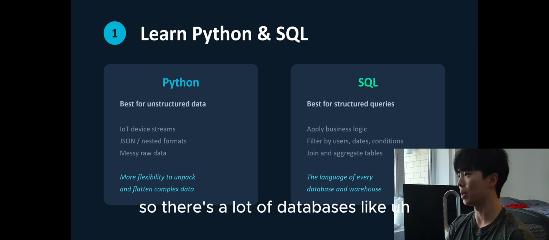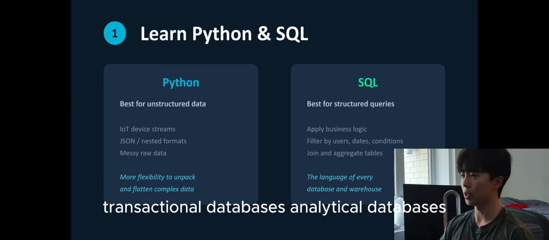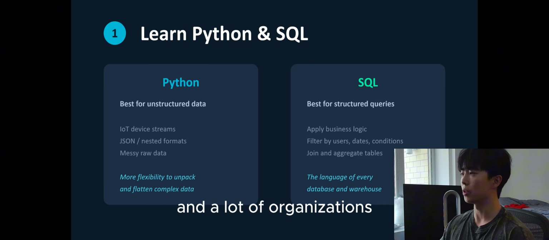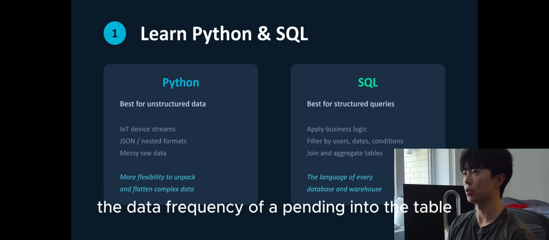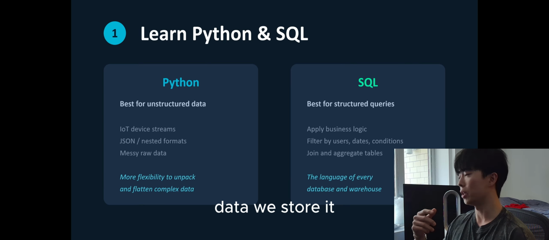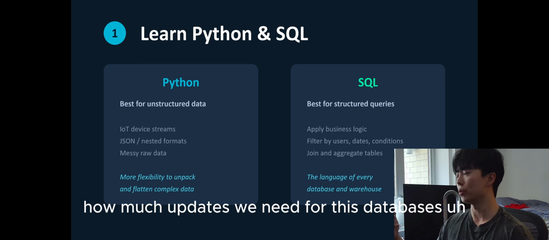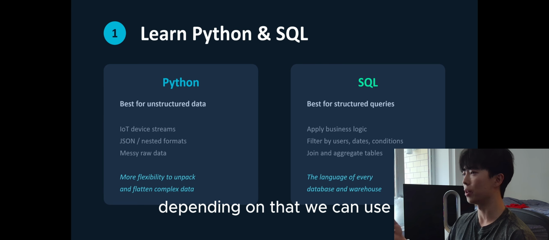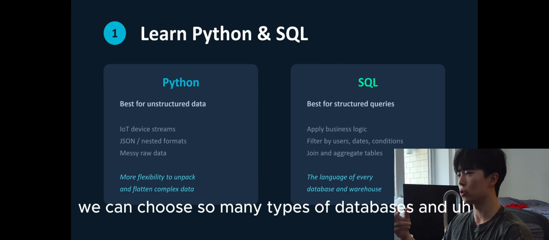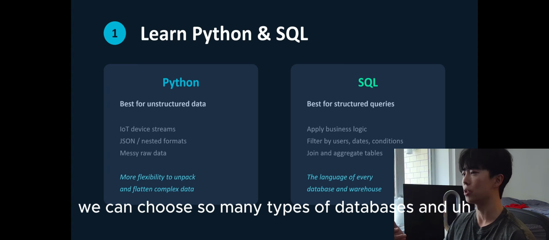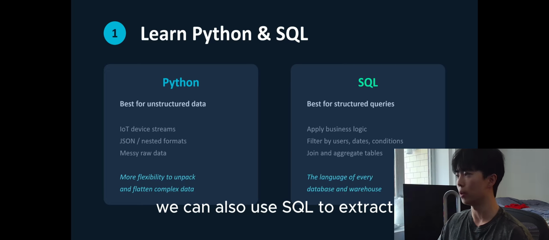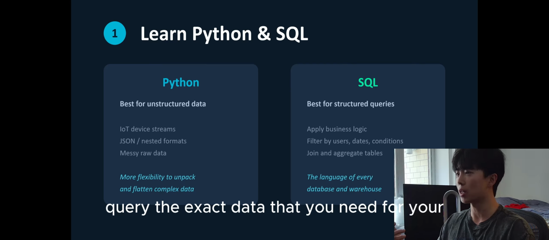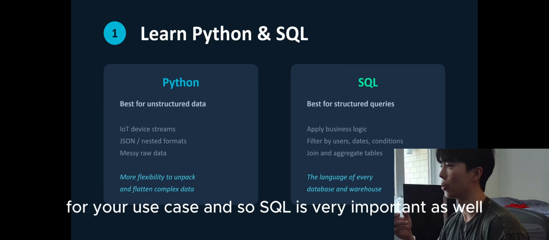There are a lot of databases, like transactional databases and analytical databases. Depending on how much data there is, the frequency of appending into the table, how much data we store, and how many updates we need for these databases, we can choose from so many types of databases and data warehouses. When you design it, we can also use SQL to query the exact data that you need for your use case.